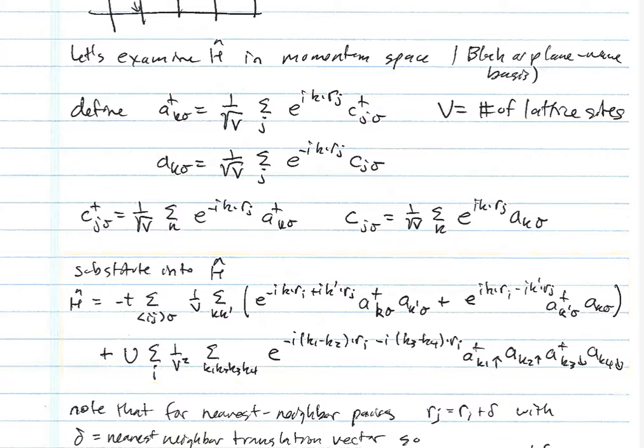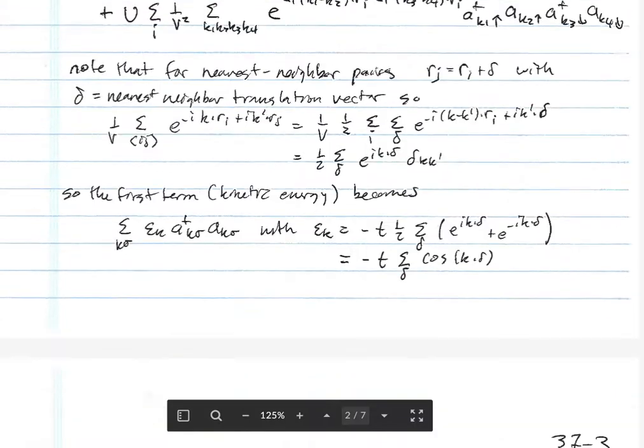Now note, for nearest neighbor pairs, that term Rj can be written as Ri plus delta, where delta is the nearest neighbor translation vector. So I'm going to be substituting that in, and you can see then every Rj will get replaced by an Ri plus delta, and I'll have a sum over delta that will then take into account the sum over nearest neighbor pairs ij. So we're going to substitute that in.